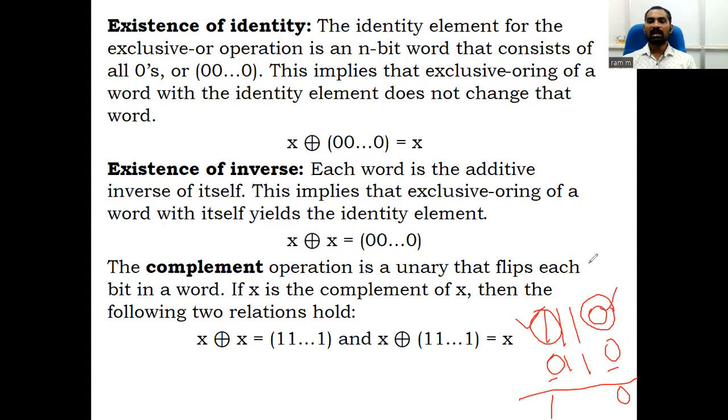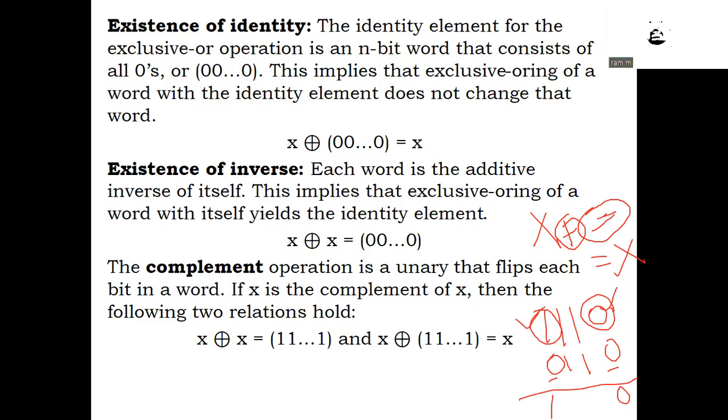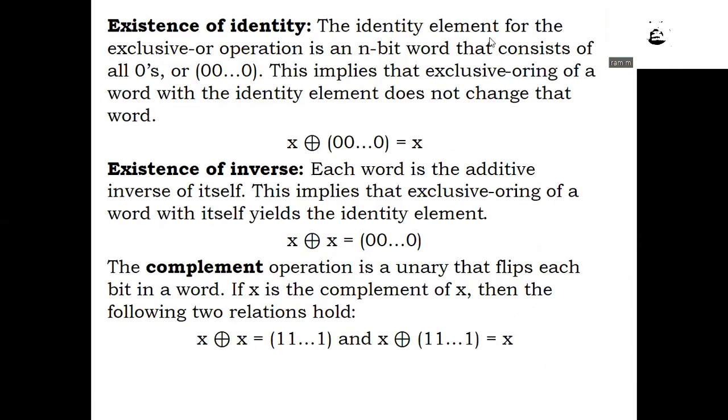So when you XOR a value X with a second input of all zeros, you get the output as X only. That is why all zeros is the identity element. That is how the exclusive OR provides the property of identity. The identity element for the exclusive OR operation is an n-bit word that consists of all zeros. If I apply this n-bit word with an n-bit input, the output will be the n-bit input.